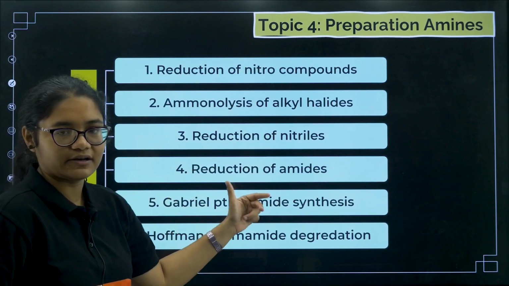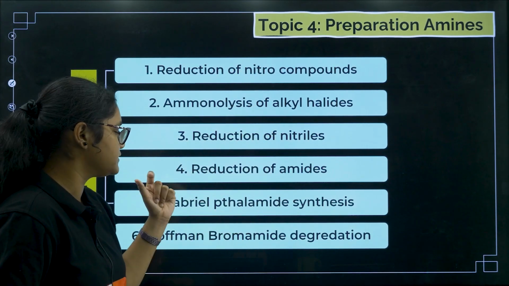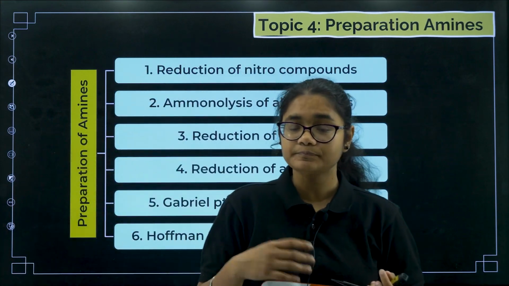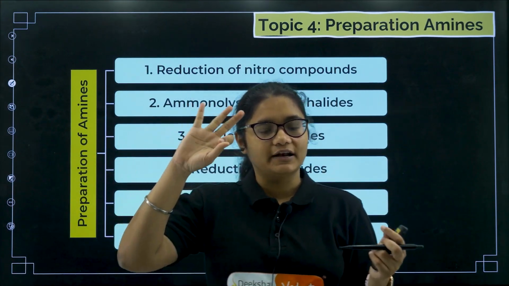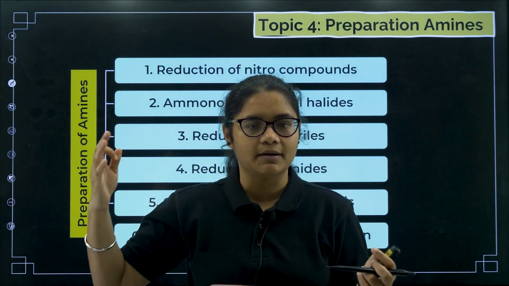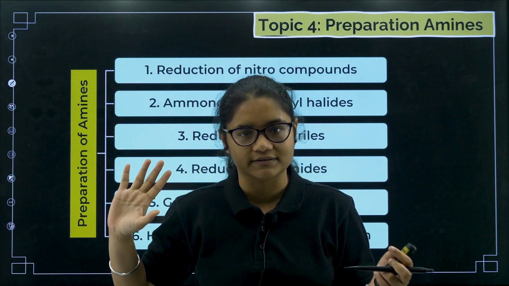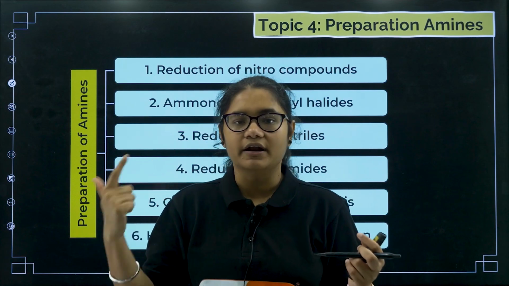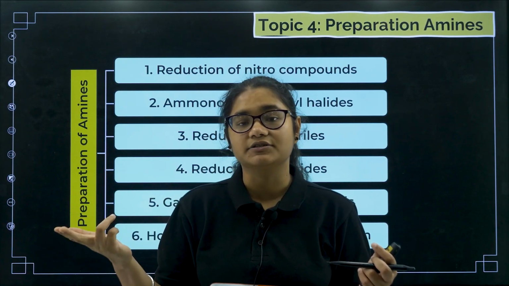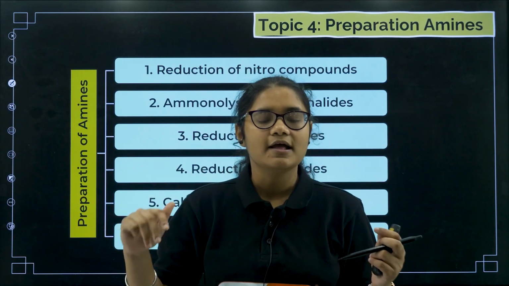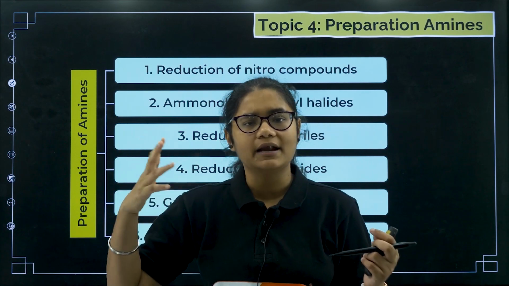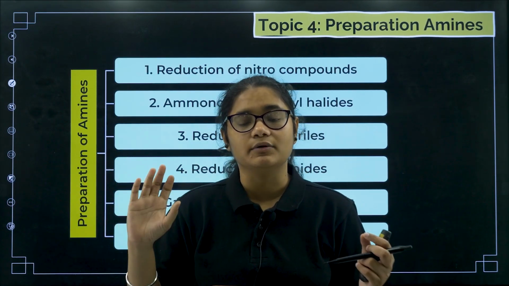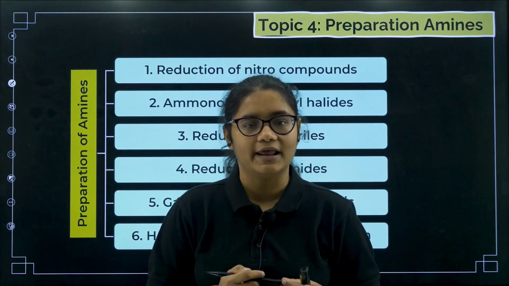You can see 3 reduction reactions are there. Then you have 2 name reactions, Gabriel phthalimide and Hoffmann bromamide. I think all of you can remember. Let us revise. First, the three reduction reactions you can easily remember, 2 name reactions and 1 is ammonolysis. So 3 reductions: first is reduction of nitro compounds, reduction of nitriles and reduction of amides. Clear? Then you have Gabriel phthalimide and Hoffmann bromamide degradation. And lastly, the 6th one you can remember as ammonolysis of haloalkanes.